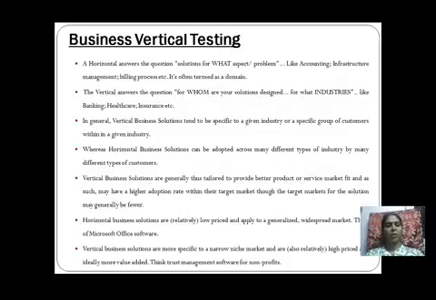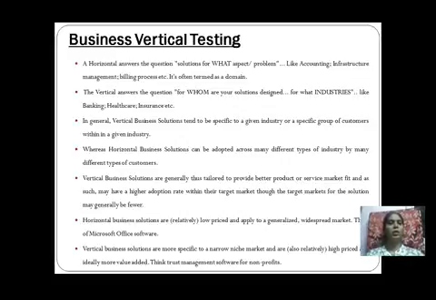Think of Microsoft Office software. Now the vertical business solutions are more specific to a narrow niche market and are also relatively high priced and ideally more value added. Think of trust management software for non-profits. Why? Because the applications in a horizontal business solution and in a vertical business solution both work in a different manner.